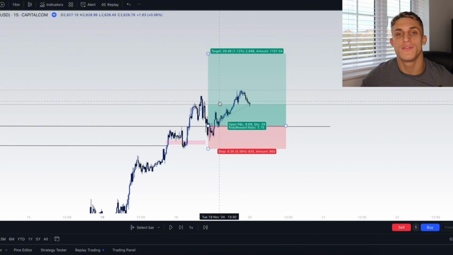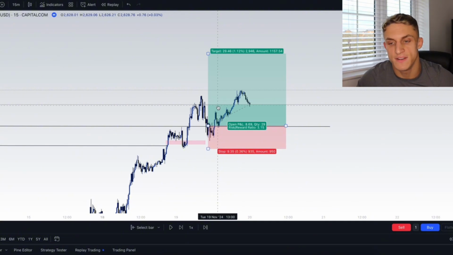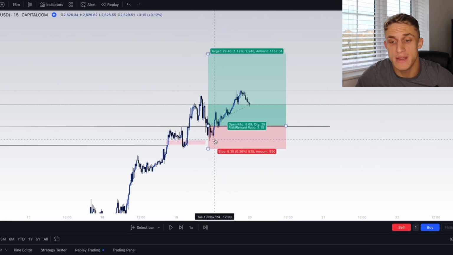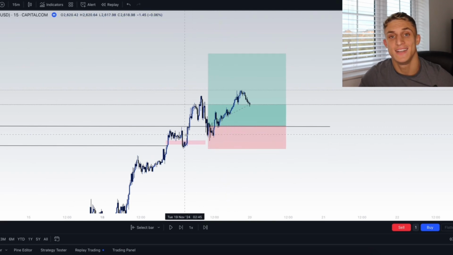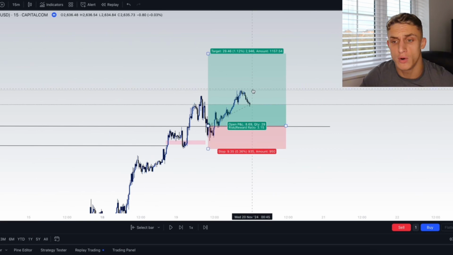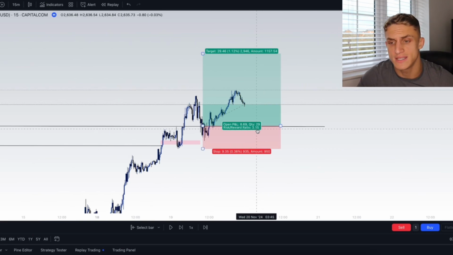You want to give price enough room so that it can visit any sort of liquidity. So there was a fair value gap here. We know that price may want to revisit that zone. It has, and that's why we didn't get stopped out on this occasion. Moreover, another thing that's really important is your risk to reward. As we can see on TradingView, it says a 3.15 RR for this one.